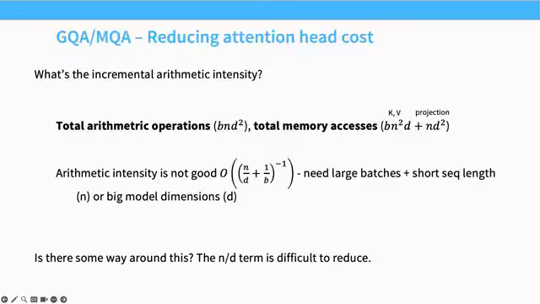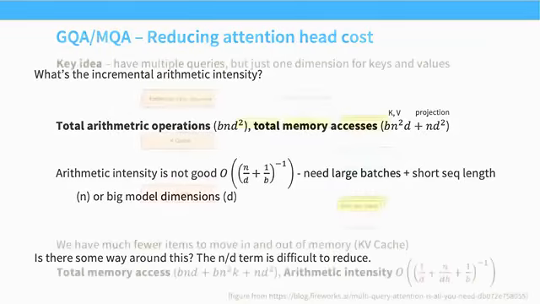So if we want to serve a small model efficiently, this is not so good. This is really difficult to deal with. This n over d term, this first term over here, which is sequence length over hidden dim, is very difficult to reduce if we're doing this incremental computation. This is just a hard thing to deal with.